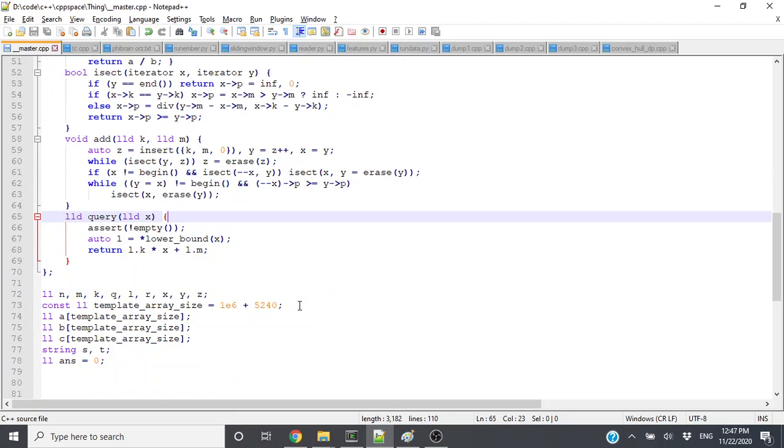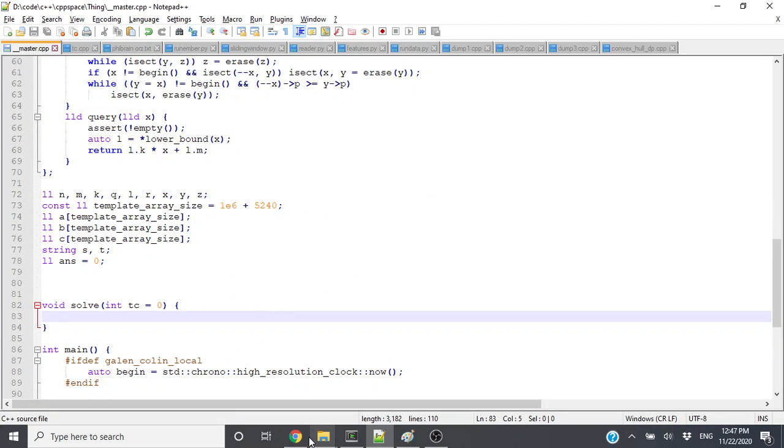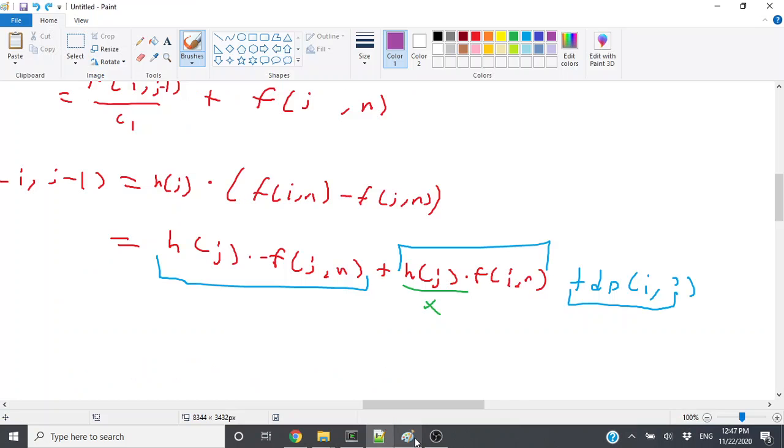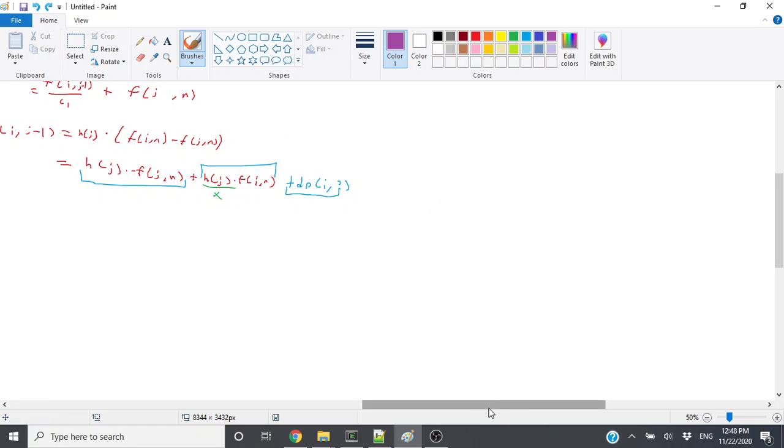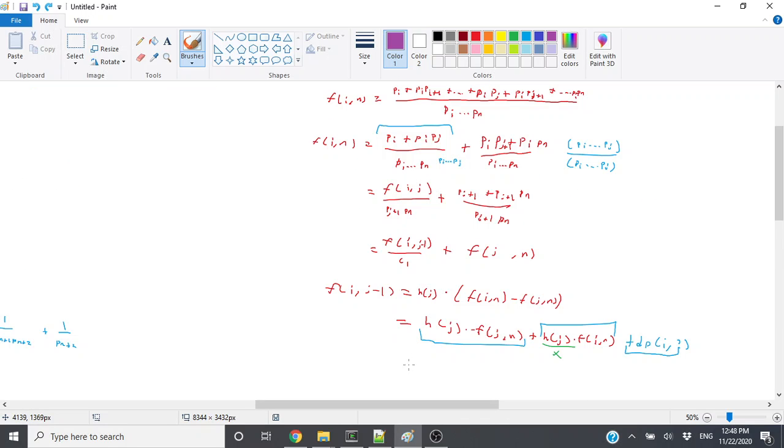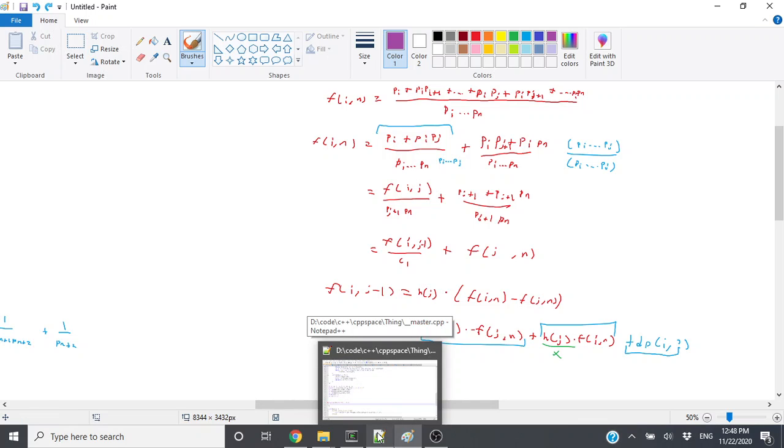Okay, sure. All right, so we have this convex hull trick, and now we have to do some formulas. So I have to follow my own math, which could be hard. So f of in is something like this.